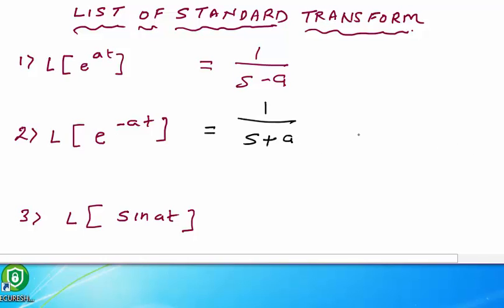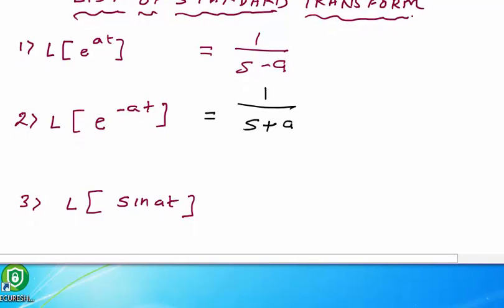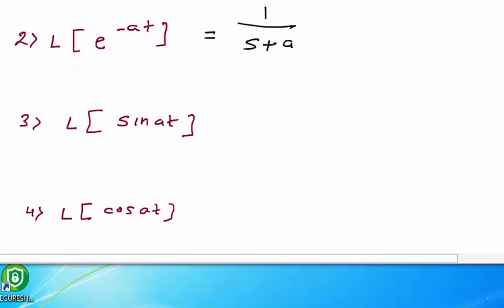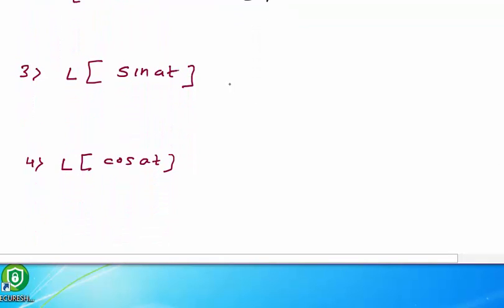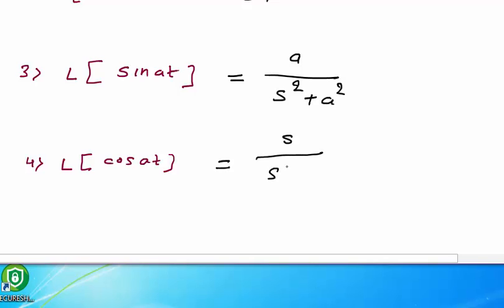Now in place of a there could be any number. If it is 5, you write 5 in place of a. Laplace of sin at is a upon s square plus a square. Laplace of cos at is s upon s square plus a square.